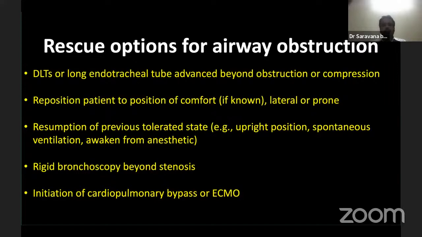And as I already told, on assumption of the previously tolerated state, like spontaneous ventilation and awake from anesthetic, you have to revert back whenever you feel the steps are not going in a proper way. So you can revert to the previous step and awaken the patient, or you can make the patient spontaneously ventilate and reduce the anesthetic depth. Also, rigid bronchoscopy should be done beyond the stenosis as rescue therapy, to put the bronchoscope in, open up the airway and reduce the mass effects. And the last thing, as I already told, is cardiopulmonary bypass or ECMO, when the patient crashes and no other options help you out.